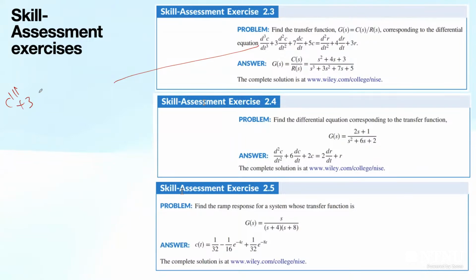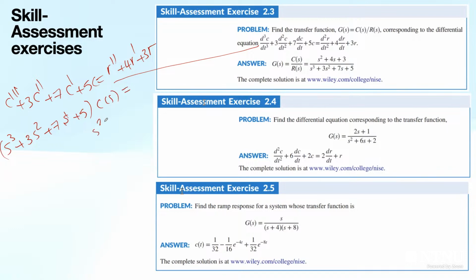plus 3C double dash plus 7C dash plus 5C equal R double dash plus 4R dash plus 3R. So just apply Laplace transform. So it will be S cubed plus 3S squared plus 7S plus 5, all multiplied by C of S, equal, the other side, S squared plus 4S plus 3 multiplied by R of S.